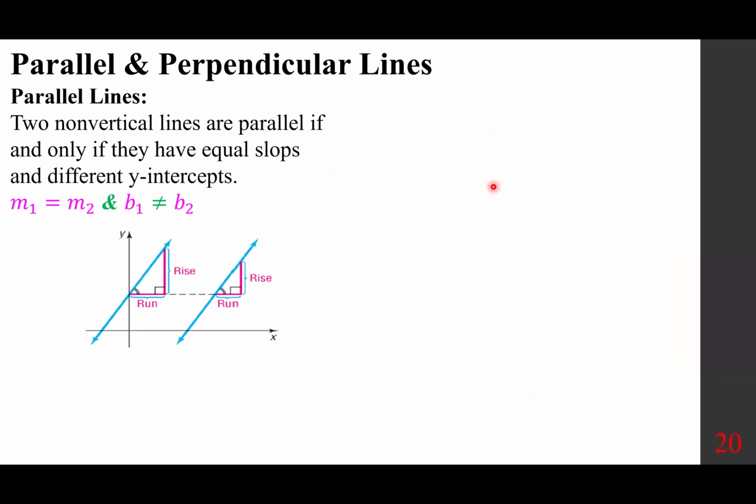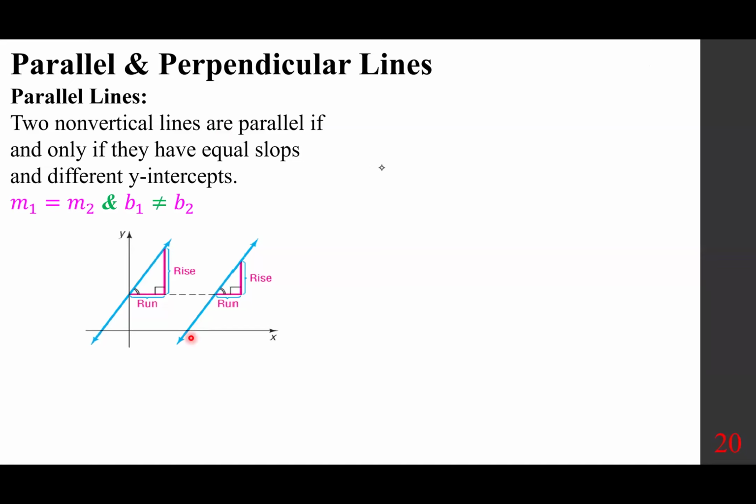Parallel and perpendicular lines. Two non-vertical lines are parallel if and only if they have equal slopes and different y-intercepts. And let's quickly look at the proof.